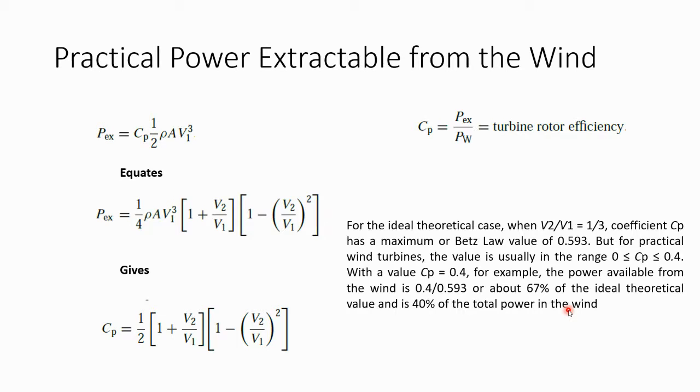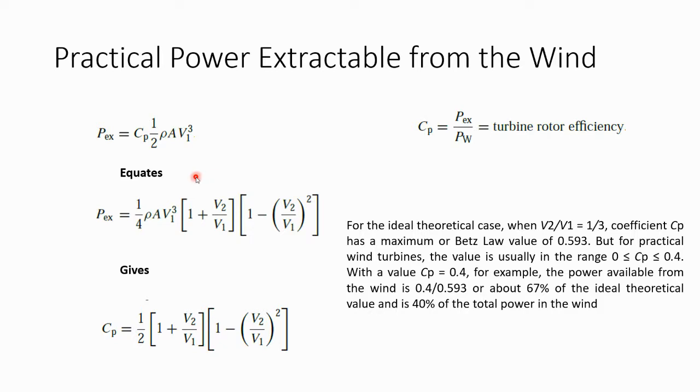So the net result is that the practical value of 0.4 represents only 40% of the theoretical power offered by the incoming wind. And can you imagine, only 40% of the incoming wind power can be used to generate wind power that is connected to the electrical grid. And 40% is a fairly high value, but it's still less than half.